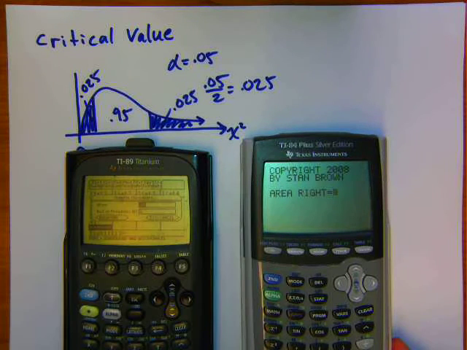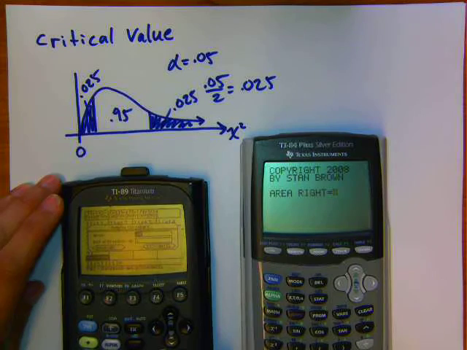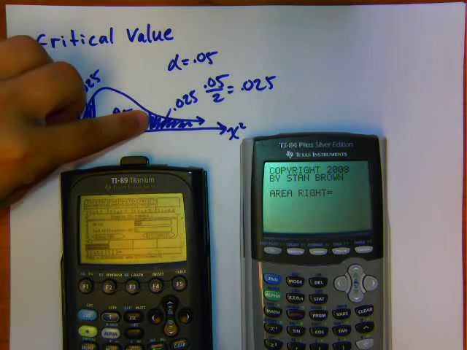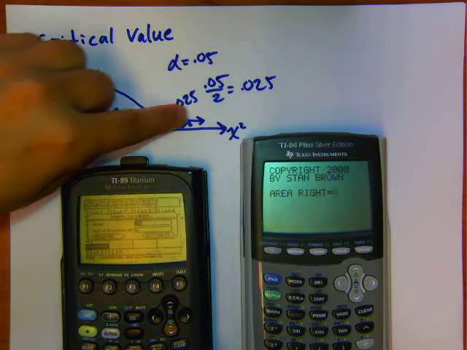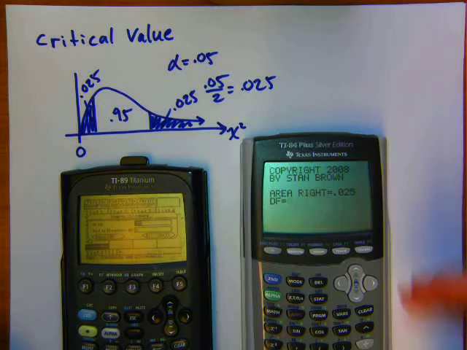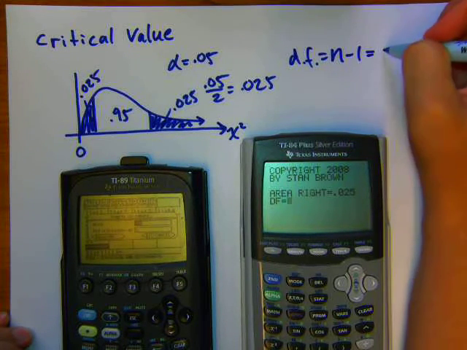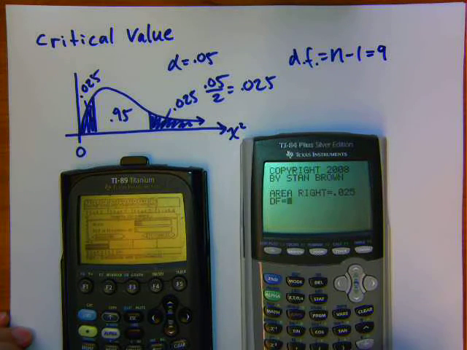And it wants, in this one, the area to the right of wherever we're trying to find. So we have to do two of these. Let's start with this right-hand one over here. The area to the right of that point would be 0.025. I hit enter, and it's going to ask me for my degrees of freedom. Our degrees of freedom would be the sample size minus 1. There were 10 data points, so we would have 9 degrees of freedom.